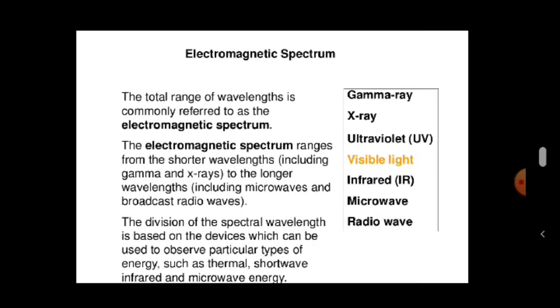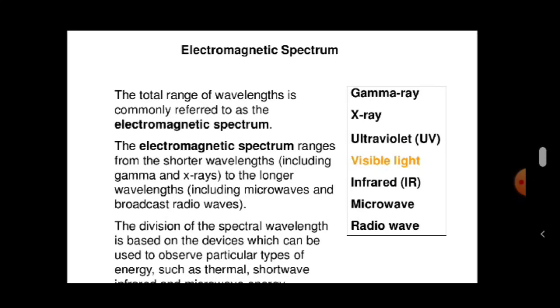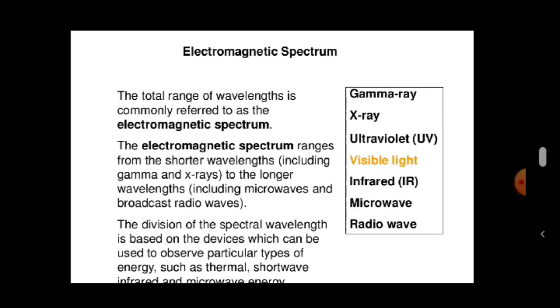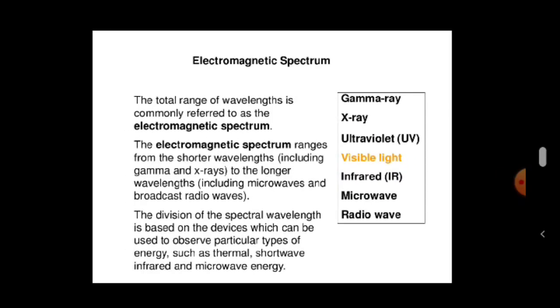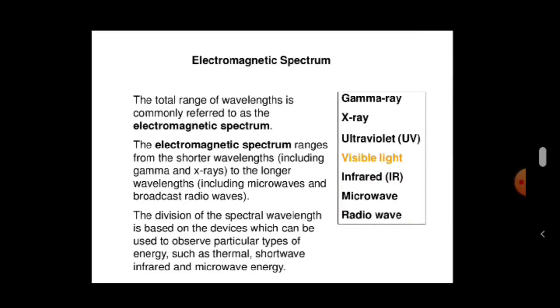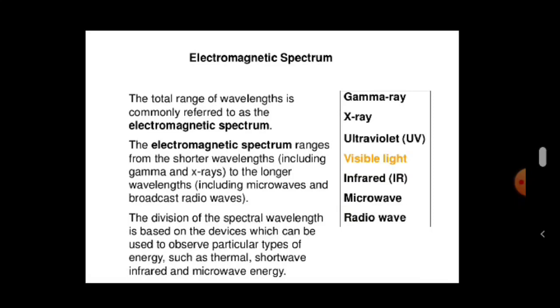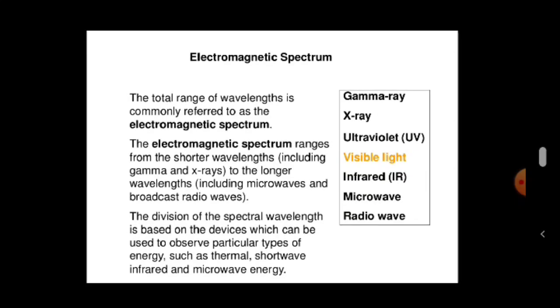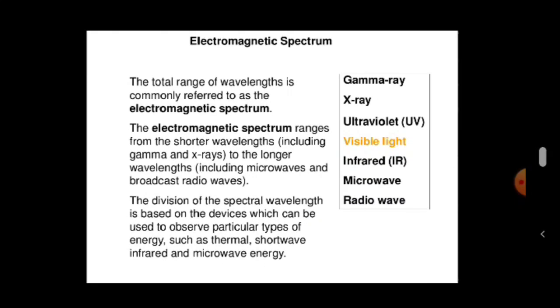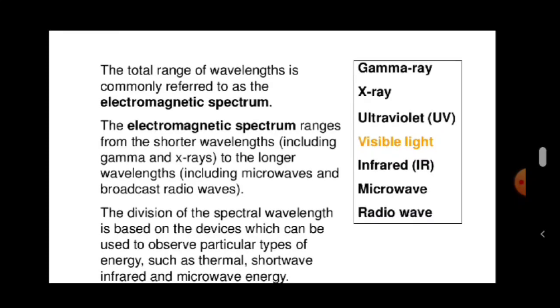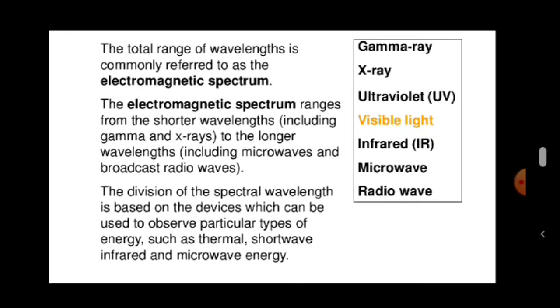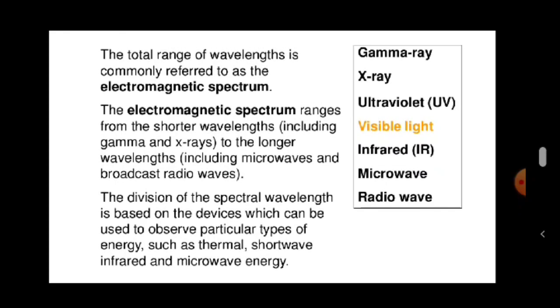Then we come to the electromagnetic spectrum. The total range of wavelengths is commonly referred to as the electromagnetic spectrum. In other words, this ranges from the shorter wavelengths to the longer wavelengths. Shorter wavelengths include gamma and x-rays, and longer wavelengths include microwaves and radio waves. There are several regions of this spectrum which are useful in remote sensing: ultraviolet or UV, visible, infrared, and microwave. The division of the spectral wavelengths is based on devices which can be used to observe particular types of energy, such as thermal, shortwave infrared, and microwave energy.